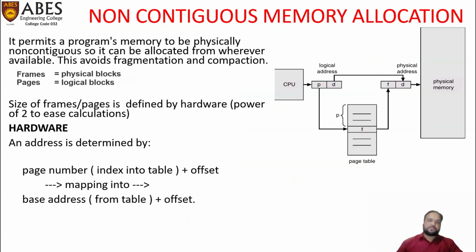Non-contiguous memory allocation permits a program's memory to be physically non-contiguous so that it can be allocated from wherever available, as we saw earlier in the example. This avoids fragmentation and the need for compaction. Frames are the physical blocks, pages are the logical blocks. As we earlier discussed, the CPU generates a logical address, which has a small p and a small d in it. We'll discuss in a moment what small p and small d are.